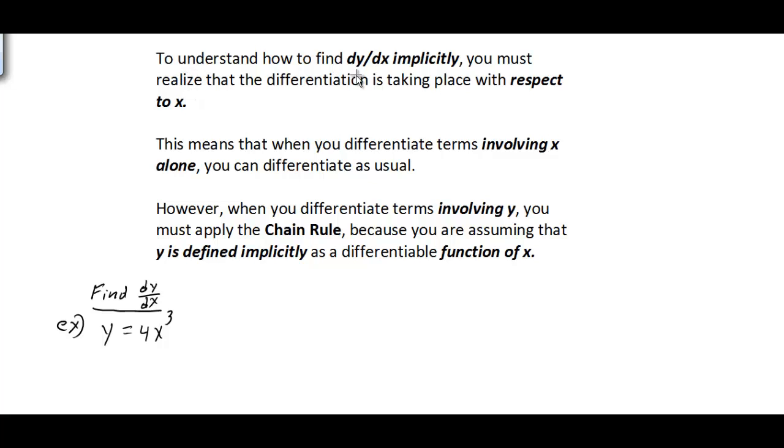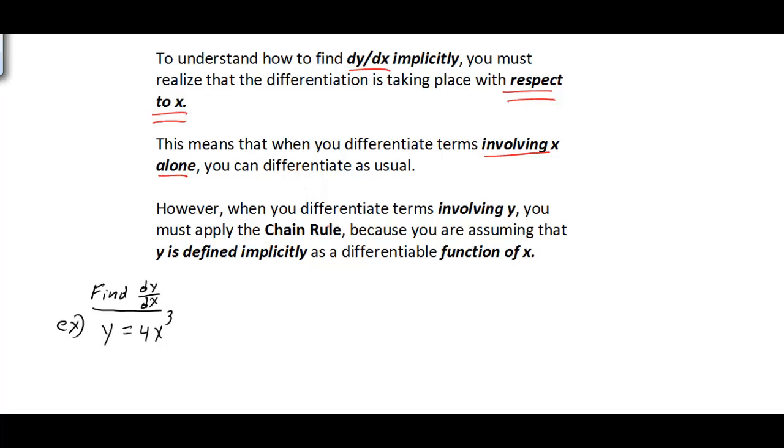To understand how to find dy dx, and remember this is the derivative of y with respect to x, you must realize this is taking place with respect to x. I've stressed this before in previous videos, that we're taking the derivative of y with respect to x. Well, what this means is when you differentiate terms involving x, and they only contain x, then you're just going to differentiate just as you've always been doing.